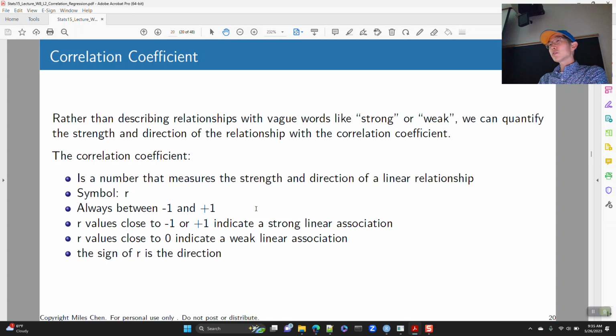If you get a value close to +1 or close to -1, that's going to be a strong relationship. So if you have something like 0.9, that's a strong relationship. -0.9 is also a strong relationship, but in the negative direction. So the sign of R is the direction. Values close to 0, and really I would say close to 0 is anything less than 0.3, so going from -0.3 to +0.3, these are going to be weak relationships.